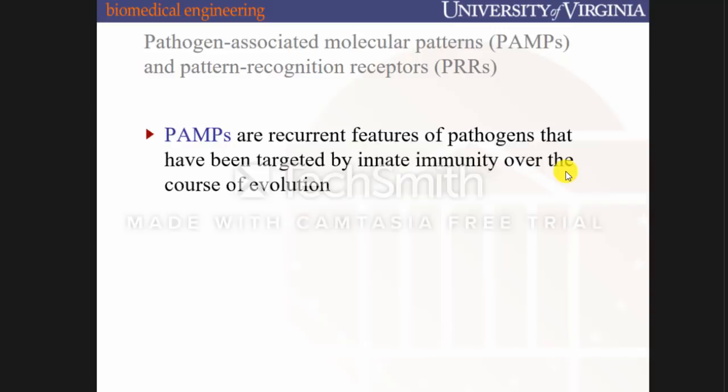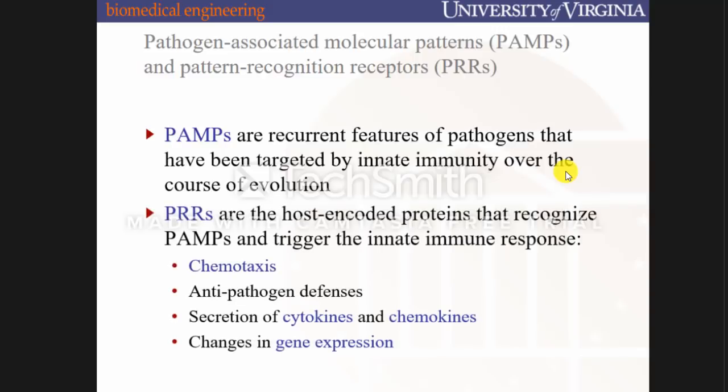And so PAMPs are recognized by pattern recognition receptors, or PRRs. So you have PRRs and PAMPs. PRRs are the receptors, and PAMPs are what are recognized, that specific feature of interest. And in innate immunity, when a PAMP is recognized by a PRR, you get a series of responses.